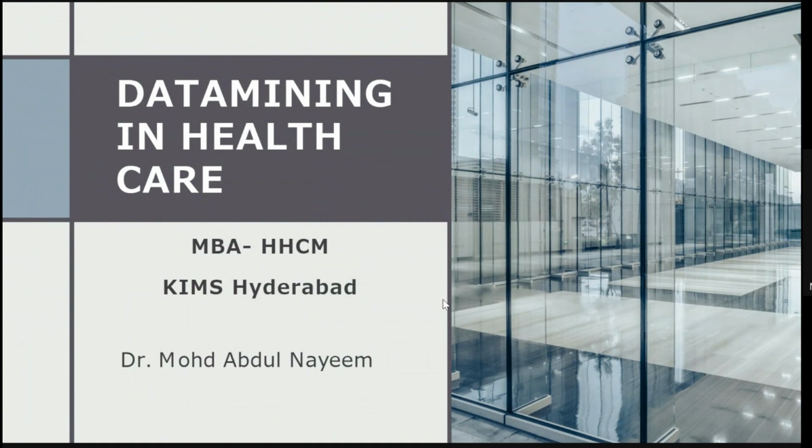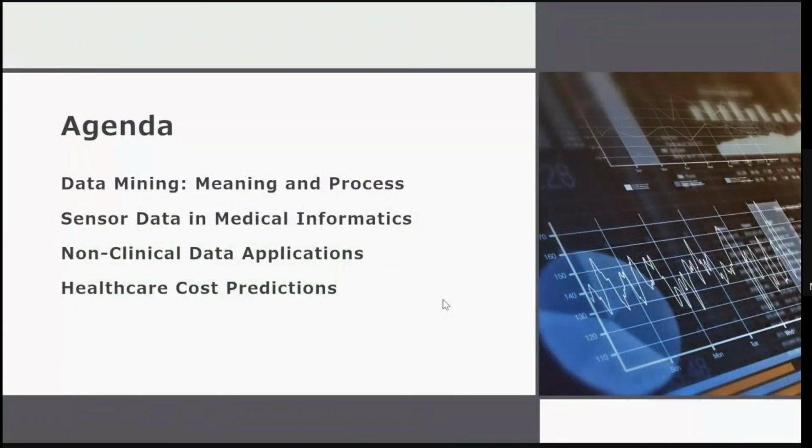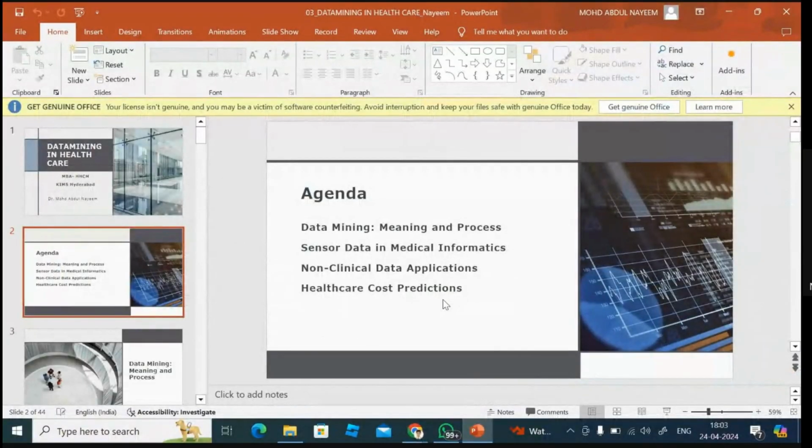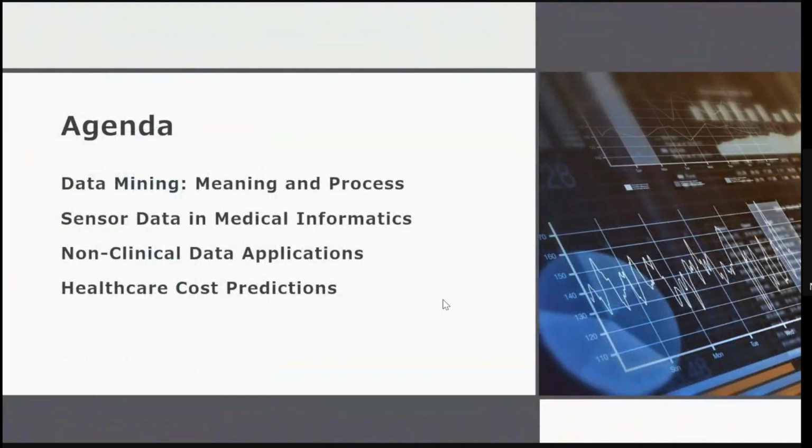How do we really get the data? How do we clean up the data? Where do we get it? You may generate tons of data, right? Data can be unstructured, data can be structured, and so on. With data mining, you will be able to look at the meaning, its process, sensor data, and the informatics data. Then we will also look at the non-clinical data applications. And the last part in our agenda today, we'll try and finish this, is healthcare cost prediction. So these are the four items that you will be covering.